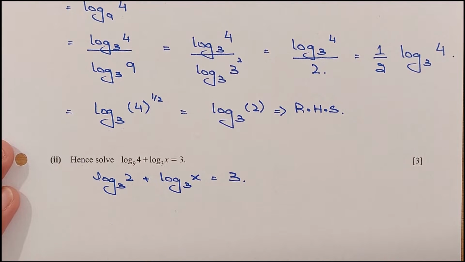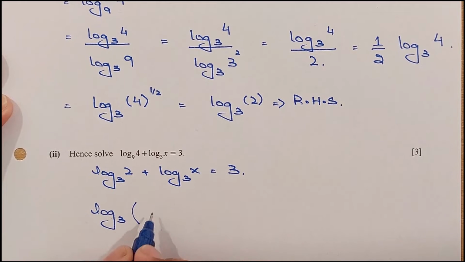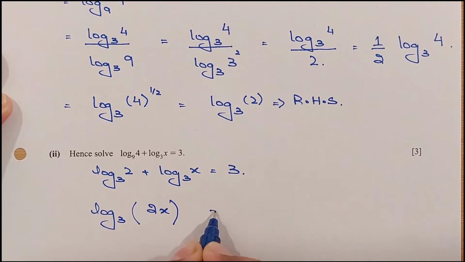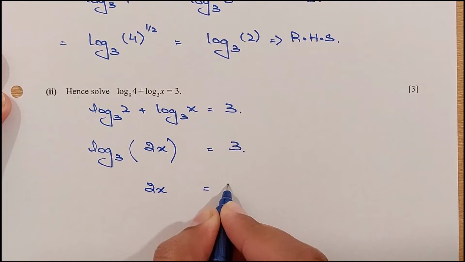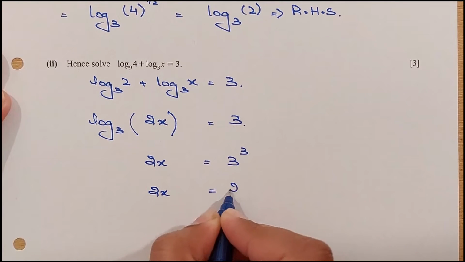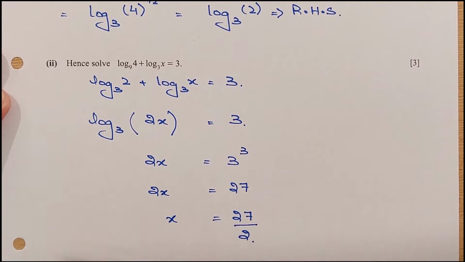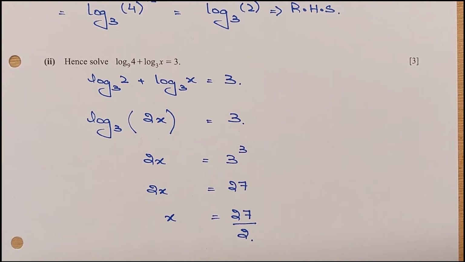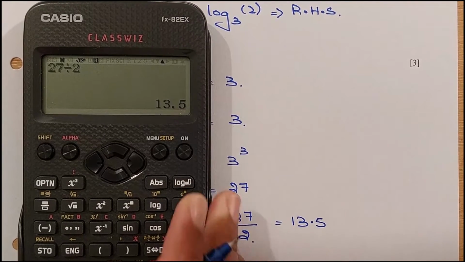So we can use a property of log. So log base 3, we have 2 plus x, so 2x, the product, equals 3. Now convert logarithmic to exponential form. 2x equals 3 exponent 3. 3 exponent 3 is 27. So 2x equals 27, or x is equal to 27 over 2. Or if I convert this into decimals, 27 divided by 2 is equal to 13.5, which is the x value, right?